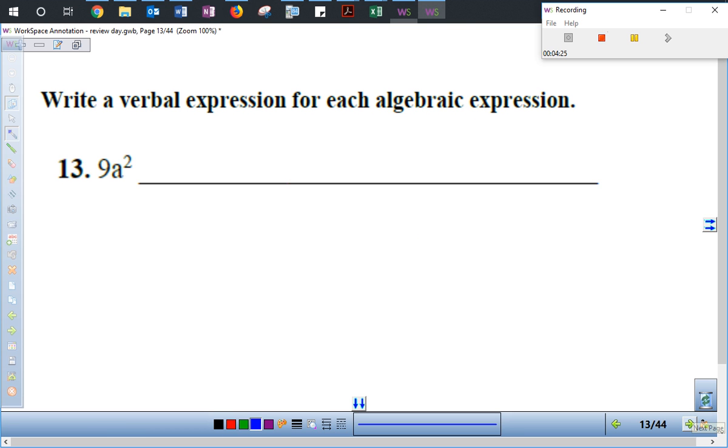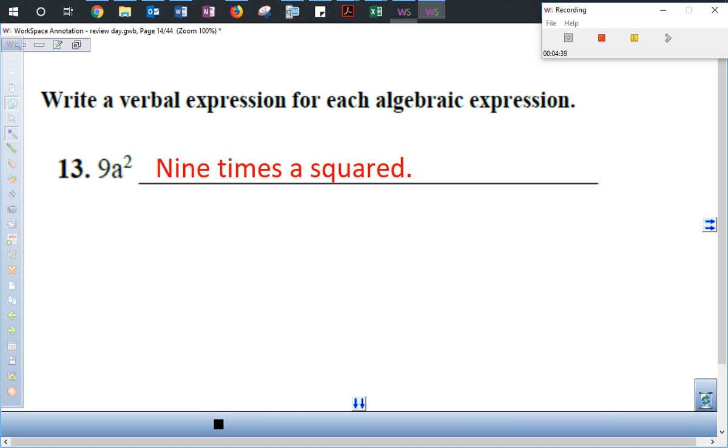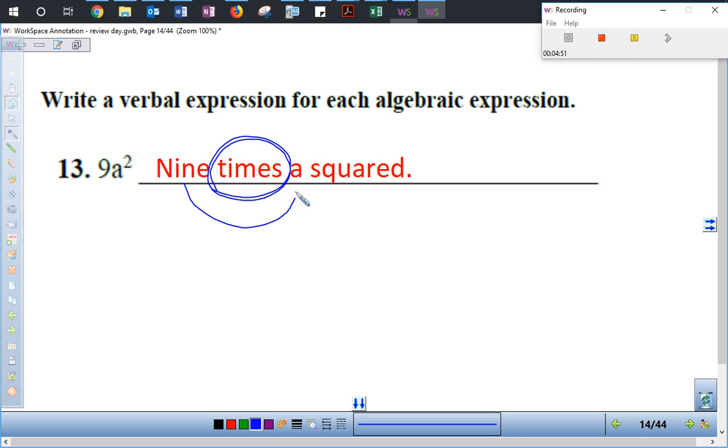On number 13, write a verbal expression for each algebraic expression. So I need you to pause the video and write a verbal expression for number 13. All right, hopefully I put 9 times a squared. Some of you might have put 9 times a to the 2nd power. That's fine. What is really important is we have to have that word times in between 9 and a. You have to tell me what's going on in between them, because I'm not squaring the 9 and the a, I'm just squaring the a.